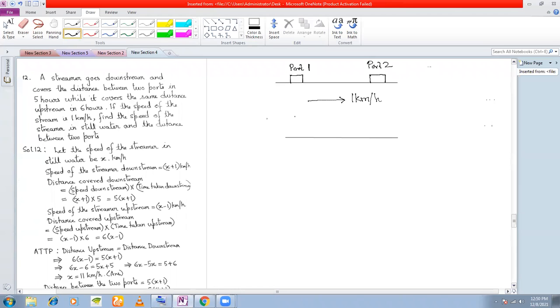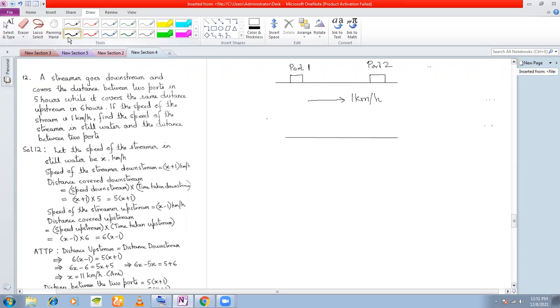Now the word downstream is here, right? Now when the streamer is on the stream, while it is moving from port 1 to port 2, will the water help the streamer or not? Tell me. So it will help the streamer. Why will it help? Because the flow of water is in the same direction, right?